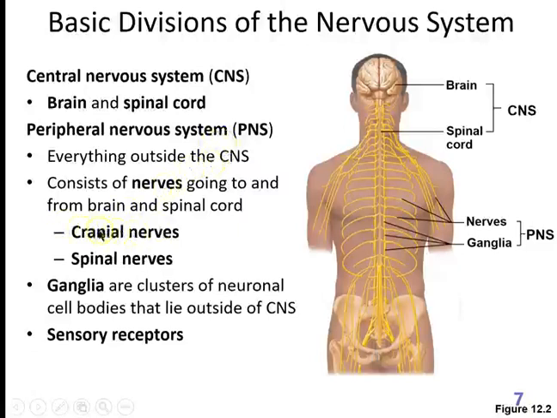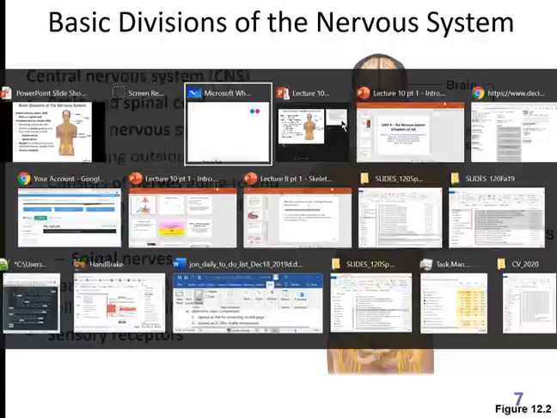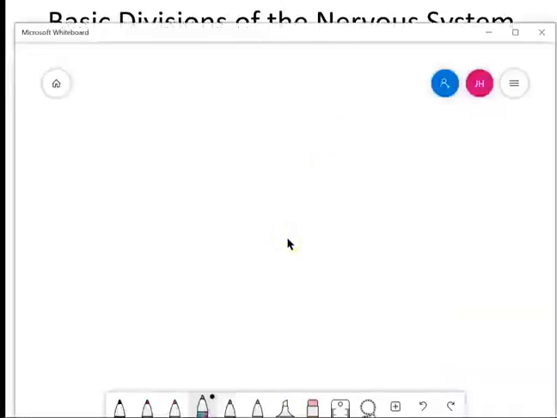You may not have heard of cranial nerves before, but what they are is nerves that come directly out of the brain through the skull, and they typically innervate the head. Most of them innervate parts of the head. What does it mean to innervate?